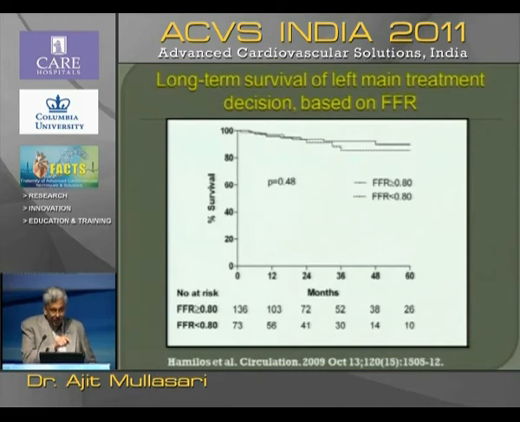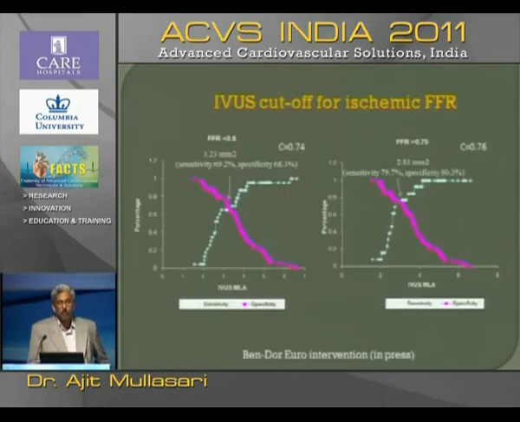And what is more important, if you treat that left main stenosis or defer left main based on FFR, clearly the long-term survival at 60 months is no different. What I'm trying to say is FFR is an extremely good tool for left main stenosis treatment. What is IVUS and FFR correlation today?